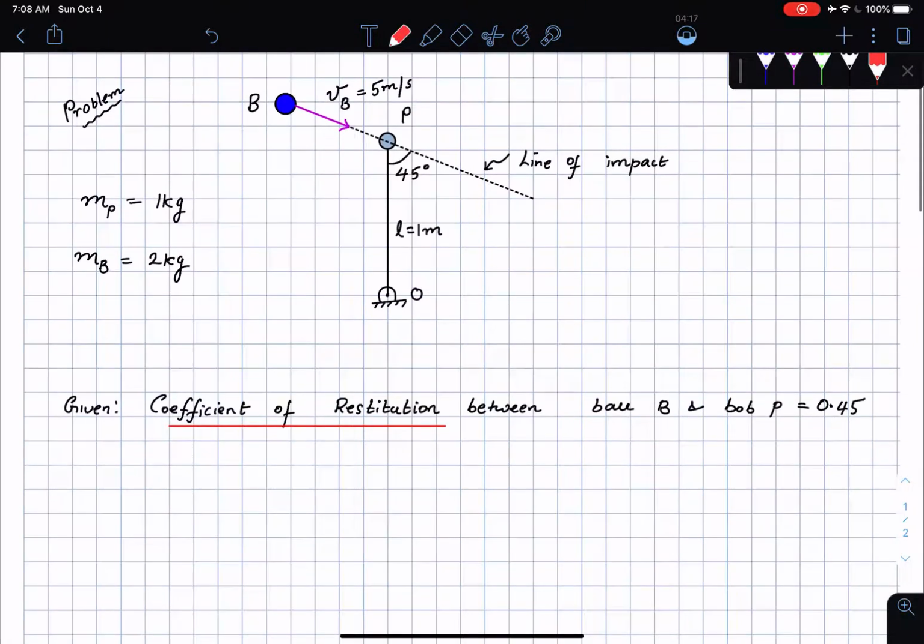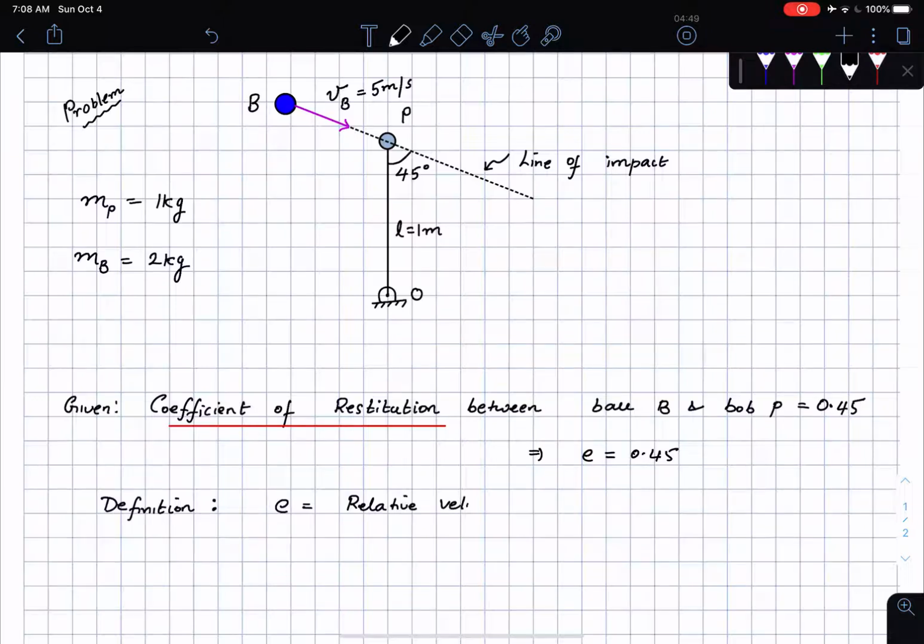This is typically called E, little e, and so little e is 0.45, and by definition little e is a ratio of the relative velocity upon impact to the relative velocity right before impact. Okay, so by definition E is the relative velocity right after impact divided by the relative velocity right before impact.